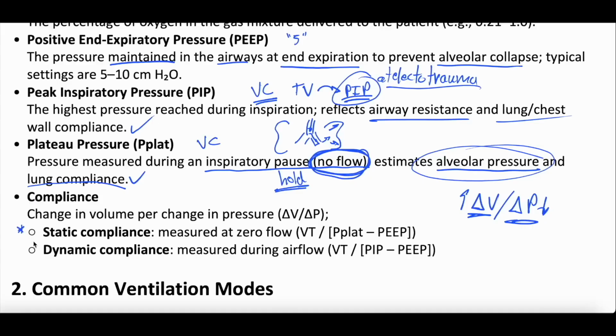There are two different types of compliance talked about. There's static compliance and dynamic compliance.